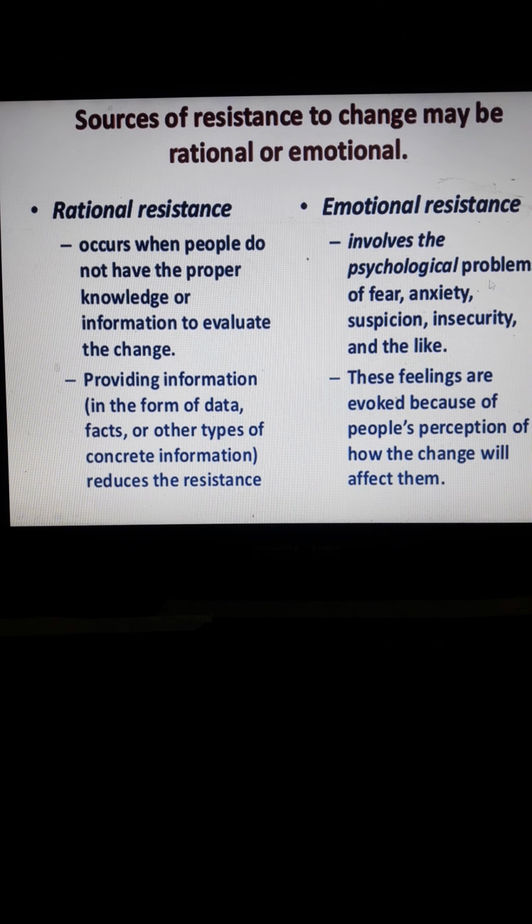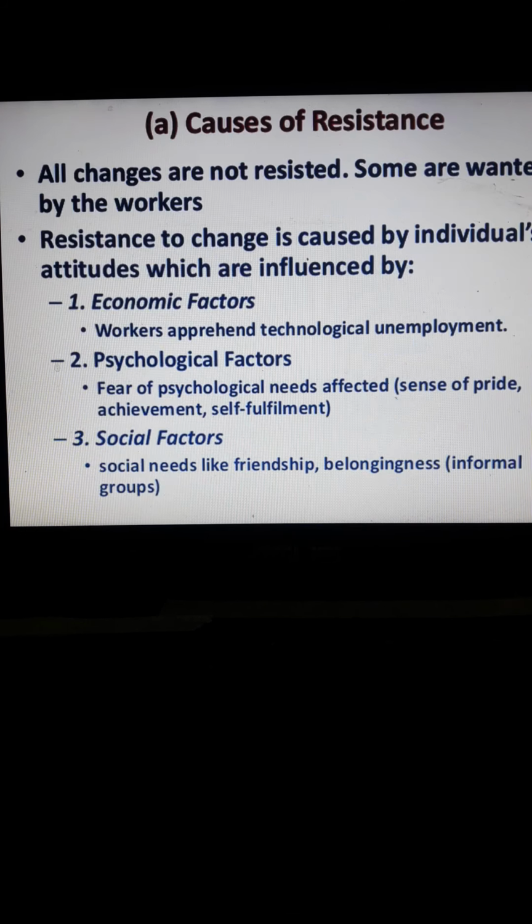Next, emotional, involves psychological problems. Of course, you expect fear, anxiety, suspicion, insecurity, and the like. Nandun talaga yun. That's natural. These feelings are evoked because of people's perceptions of how the change will affect them. So it depends upon their perception on how they accept and how they face the changes in their work environment. Bagong PA o matagal nang PA dyan, once may bagong mga pharmacists, they expect changes also.